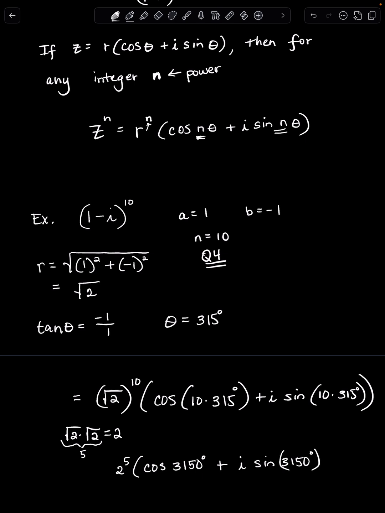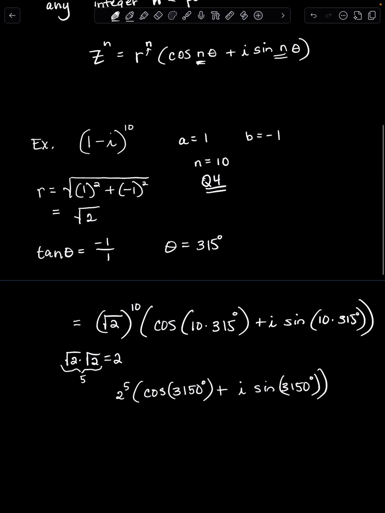Let's put that in parentheses. All right, so let's keep going. 2 to the 5th is 32. All right, so this is going to be something that's going to be really easy to plug into your calculator.